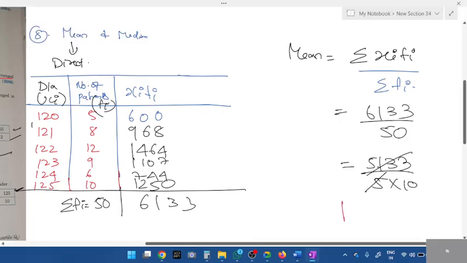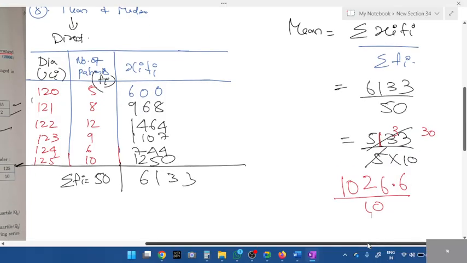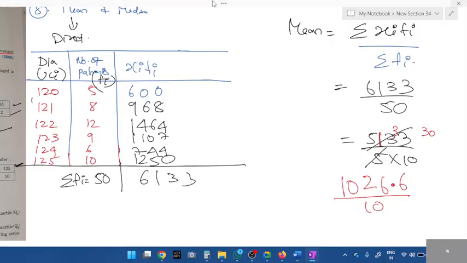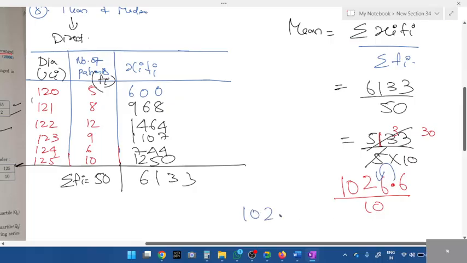5 ones are 5. Does 1 go in 5, students? No, right? So put 0 and take 13. 5 twos are 10. Next. 5 sixes are 30. What's the remainder? 3. Then you'll get divided by 10. Use the shifting method. Which side do you have to shift the decimal? Left hand side or right hand side? One position, left hand side. So what's the answer? 102.66.